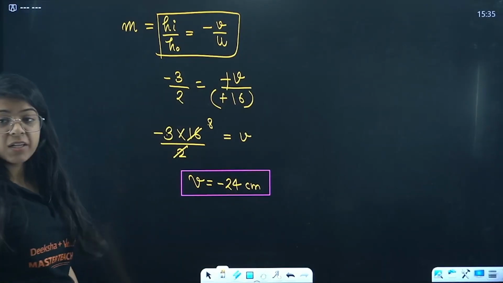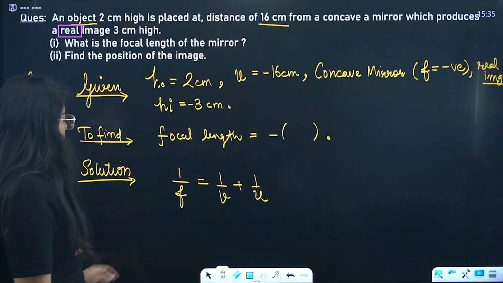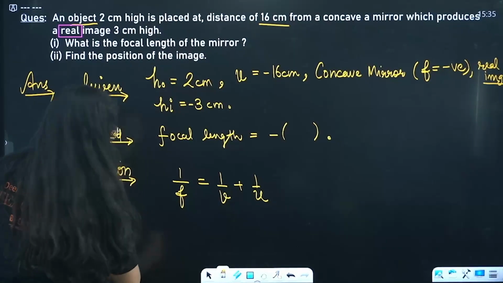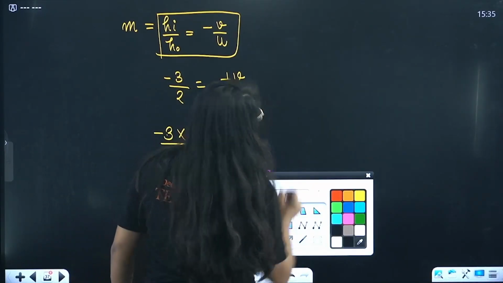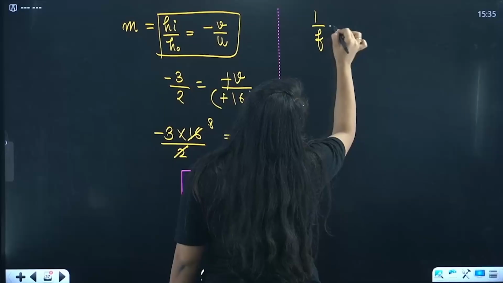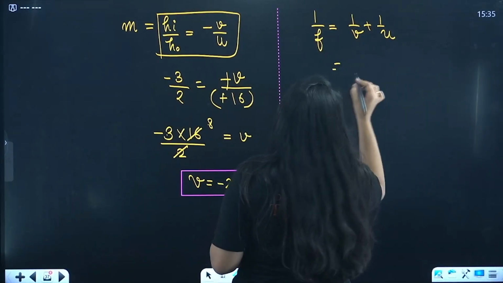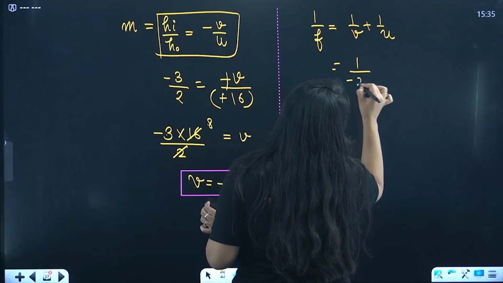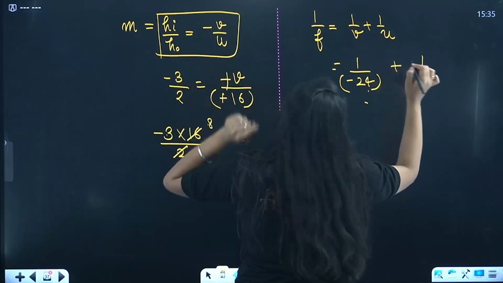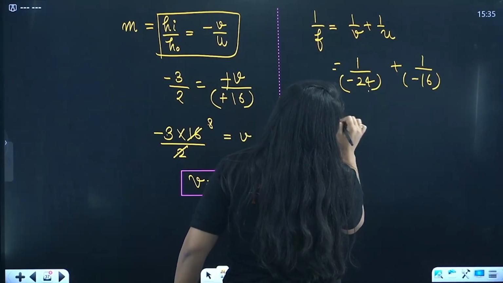Understood? But we need to find the focal length, right? So we put these values inside the mirror formula. What is this? 1 by f. Let's do this again here. I wrote 1 by f equals 1 by v plus 1 by u. Here v is minus 24, so 1 by minus 24, plus 1 by u, and u is minus 16. So this is minus 16.